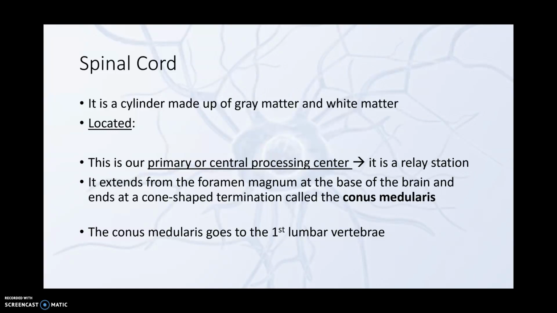So the spinal cord. It's a cylinder made up of gray and white matter, right? Where is this located? It's located in the upper 2/3 of the vertebral canal surrounded by a bony column. This is our primary central processing center. So ultimately it's a relay station.